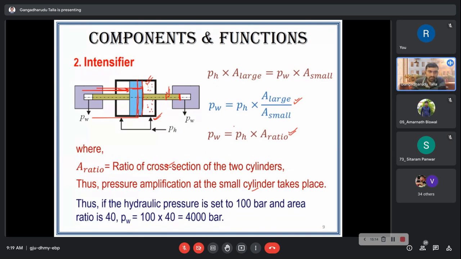So you are using this one cylinder. Okay, this is one small cylinder or a pipe. Now, if the hydraulic pressure is set to 100 bar, that means PH is 100 bar, and the area ratio is 40. This ratio is 40. Then PW is equal to 4000 bar. Just application of this formula.